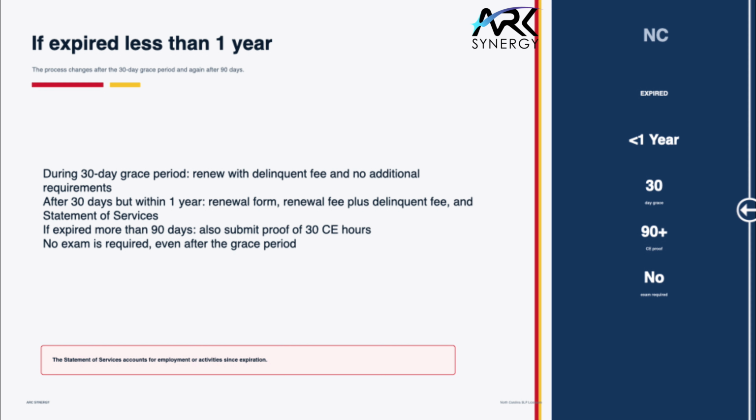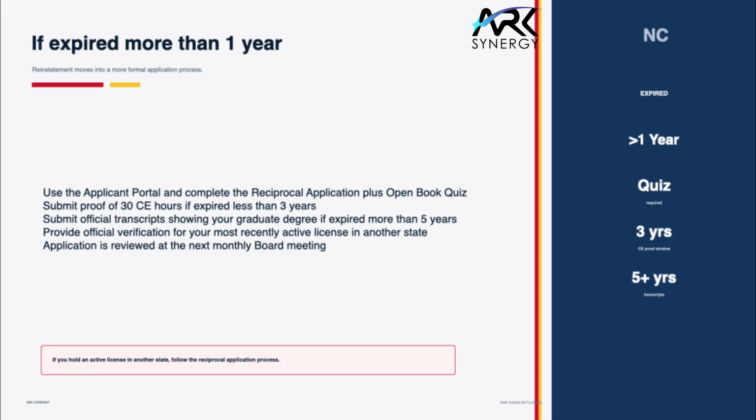Now, if your license has been expired for more than a year, you'll need to go through the portal. You need to complete the reciprocal application and the open book quiz. You need to submit 30 CE hours. If your license has been expired for less than 3 years, you need to submit official transcripts showing your graduate degree. If your license has been expired for more than 5 years, you need to provide an official letter of verification for your most recently active license in another state. Your application will be reviewed on a case-by-case basis at the next monthly board meeting.